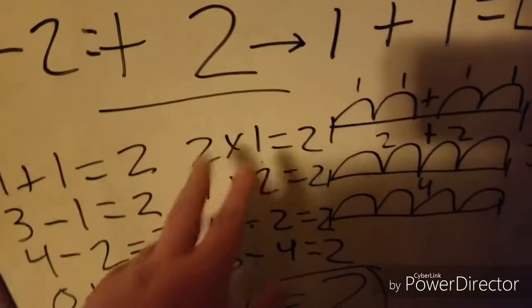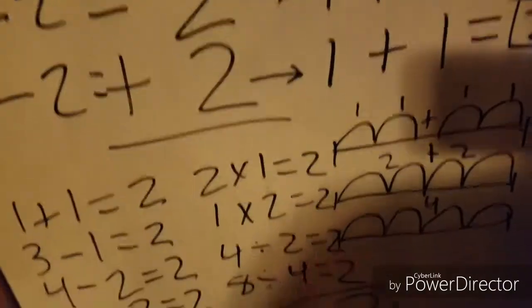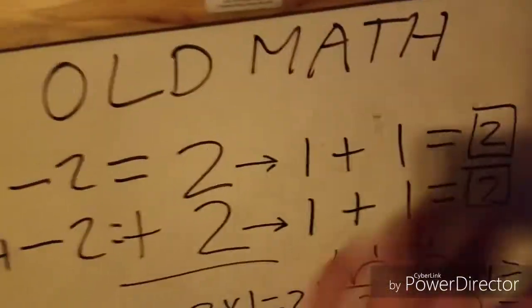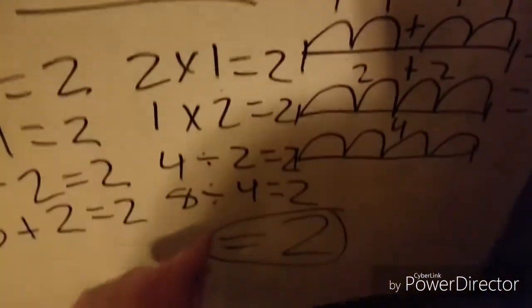2 times 1 equals 2. 1 times 2 equals 2. 4 divided by 2 equals 2. And 8 divided by 4 equals 2. And all of this they want you to learn will equal 2.